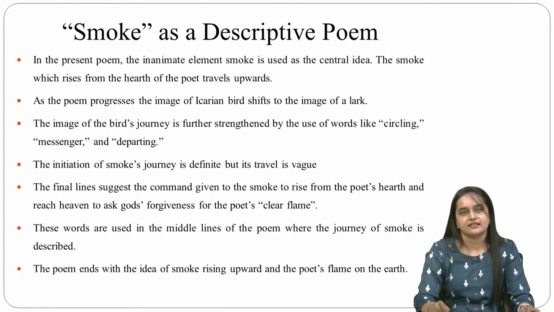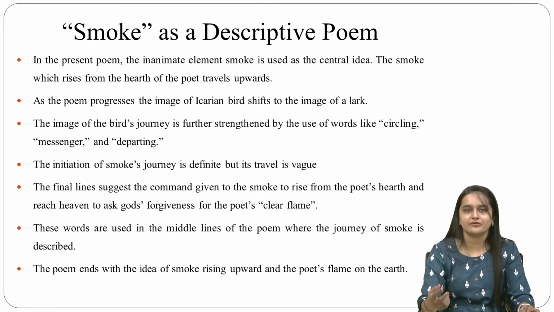Now let's discuss the poem Smoke as a descriptive poem. The form, the type of this poem is descriptive poem. Now we all know what a descriptive poem is. Let's discuss this type in reference to the poem Smoke. A descriptive poem, as discussed earlier, is one which uses detailed words to create an imagery of a person, animal, or inanimate object, and this imagery is the central interest of the poem.